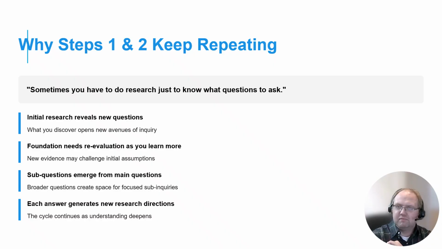Let's see. The main question might be identifying parents, but to answer that, you have to ask a bunch of sub-questions. Where did the parents live before they got married? Or the occupations? Who were their neighbors and associates? Each has a mini question that feeds into your main question, and each answer generates new research directions.